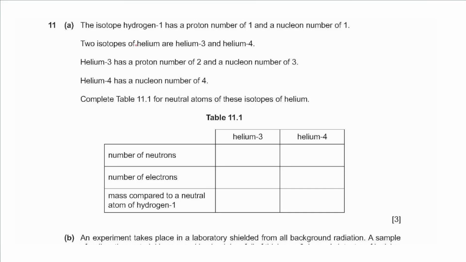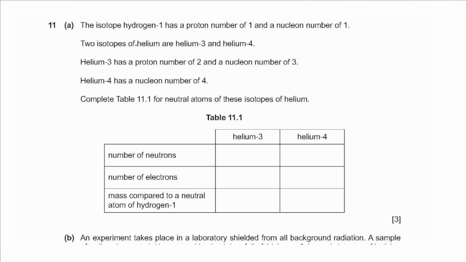Question 11a says the isotope hydrogen 1 has a proton number 1 and a nucleon number 1, so it's made up of 1 proton and no neutrons. Two isotopes of helium are helium-3 and helium-4. Helium-3 has a proton number 2 and a nucleon number 3. Helium-4 has a nucleon number 4 and the same proton number since it is an isotope. Complete table 11.1 for neutral atoms of these isotopes of helium.